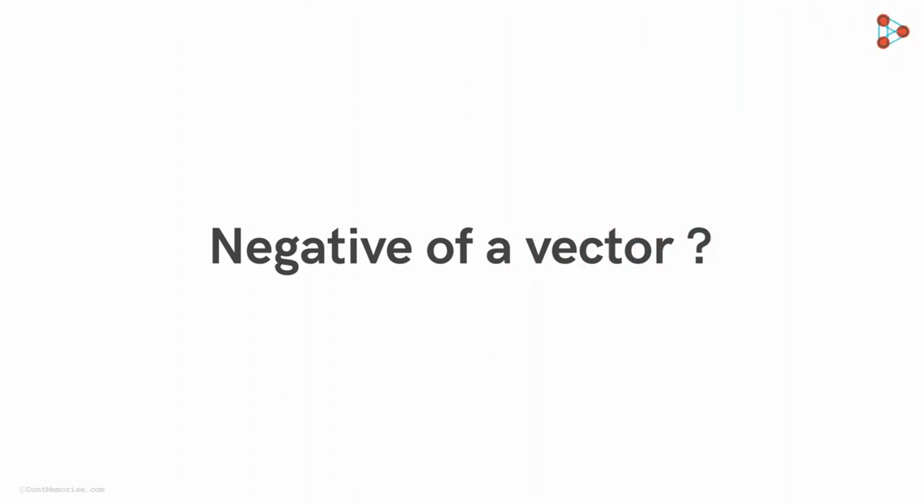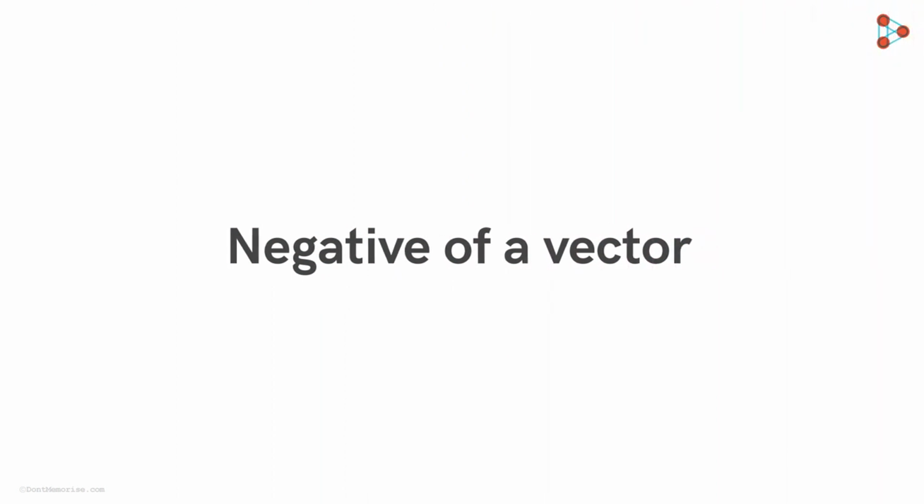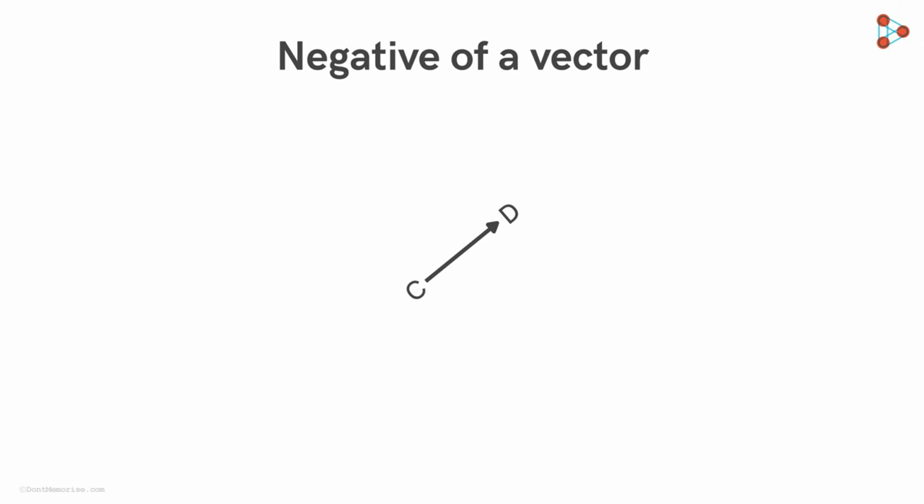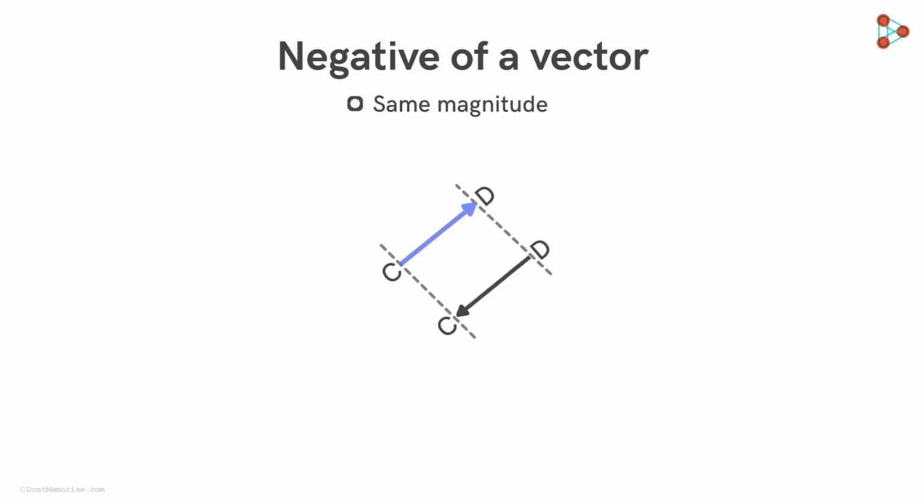What will be the negative of a vector? For example, let's take the vector CD here. We know a vector is defined by two things: its magnitude, that is its strength, and its direction. So the negative of the vector CD is a vector which has the same magnitude as that of CD, and its direction is opposite to that of CD.